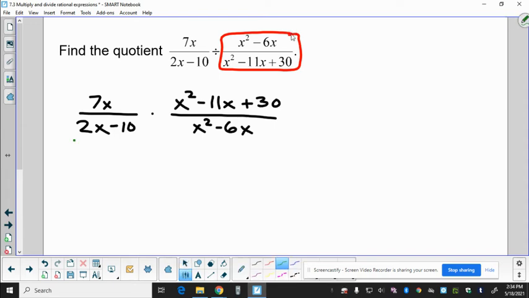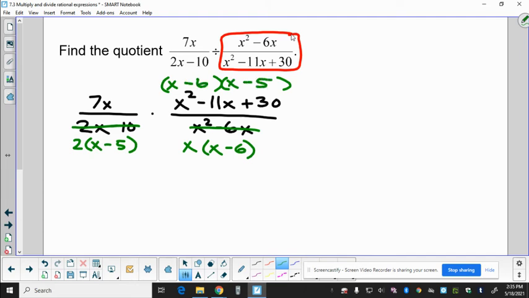So I'm looking right here. We can factor out a 2, which will replace that expression. Over here, we can factor out an x. And up top, let's see if we can factor this. That becomes x and x, two numbers that multiply to give you 30, and add to give you 11. Okay, it looks like that. So now, let's see what we get as a result.